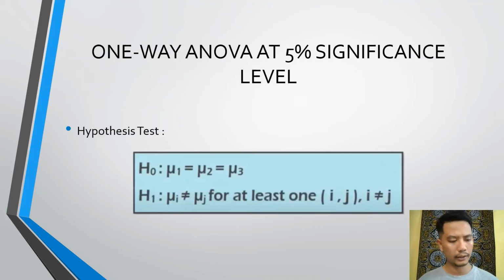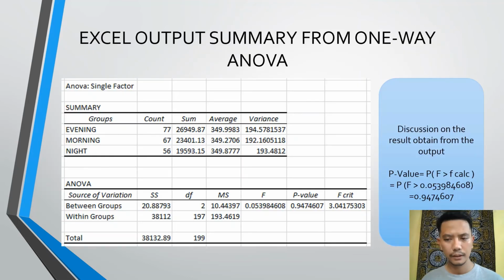As you can see, the hypothesis test is stated in the slideshow. Now we go to the Excel summary. We use Excel and differentiate the groups into 3 shifts, which are evening, morning, and night shift. From there, we click Data and proceed to the ANOVA analysis, so we get the ANOVA table, which consists of the source of variation: between groups, within groups, and the total.